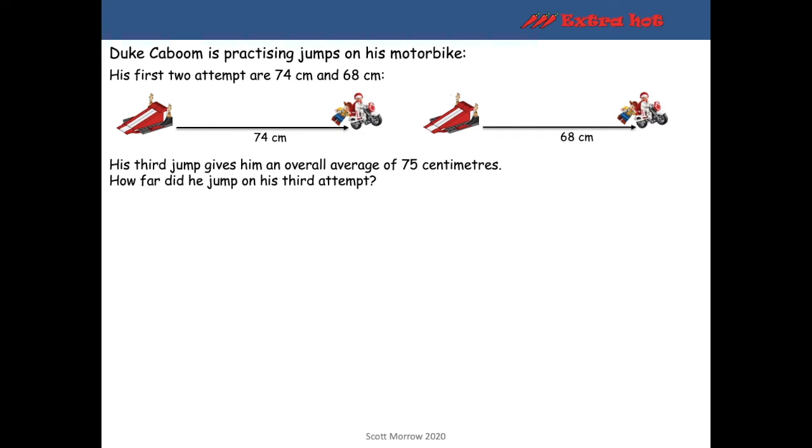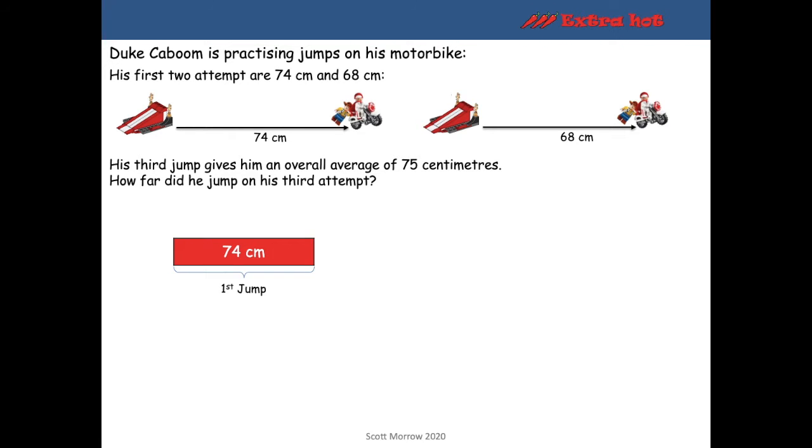Let's have a look at week one's Extra Hot Challenge. Here we've got Duke Kaboom and he's practicing jumps on his motorbike. His first two attempts are 74 centimetres and 68 centimetres, as you can see. It says his third jump gives him an overall average of 75 centimetres. How far did he jump on his third attempt?